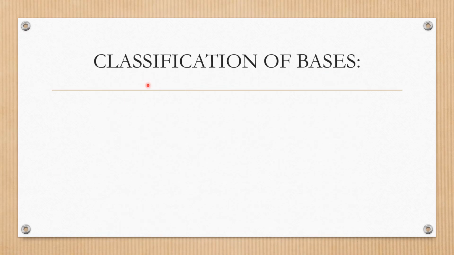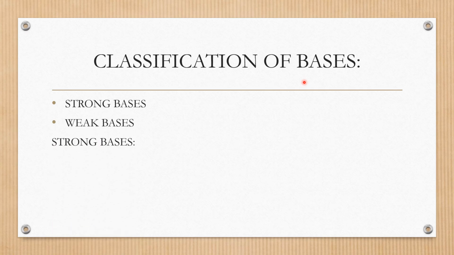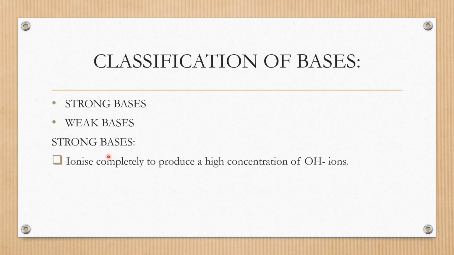Now we are going to classify the bases. Bases are also divided into two, strong bases and weak bases. Let's see them in detail. The first one is strong bases. Strong bases ionize completely and produce a high concentration of OH minus ion, or hydroxide ion.